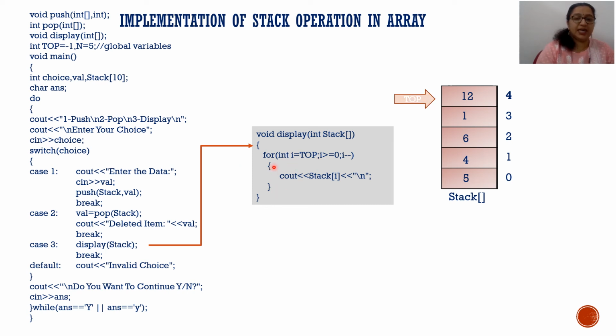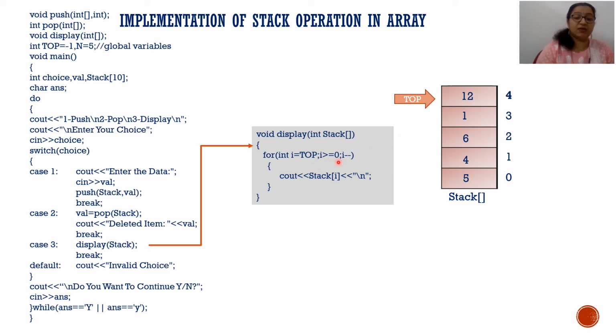The for loop begins: int i is equal to top. From top onwards we want to display. But we can't change the value of top to 0, because top is on the 4th position and we are not deleting any element. We just want to display the elements, so we want to keep top at 4 itself. We are not changing the top value, so we use another variable i. i is equal to top means the value of i is 4 now.